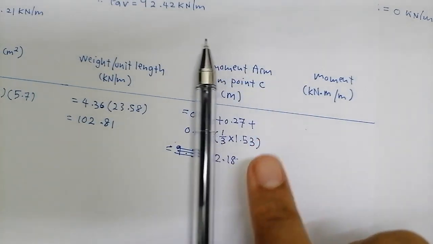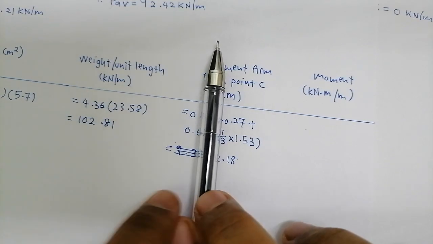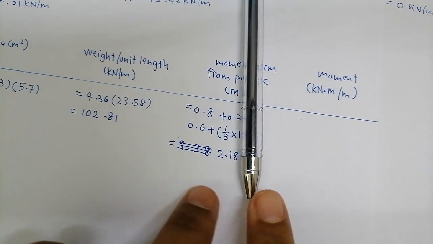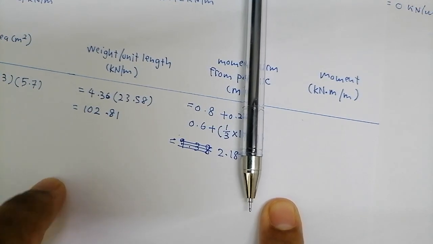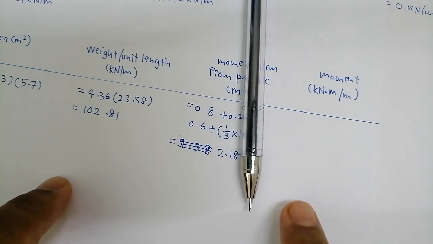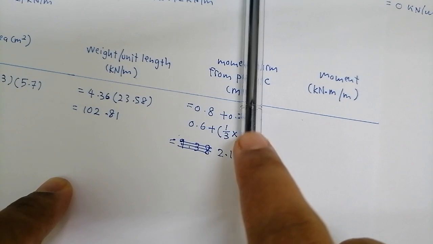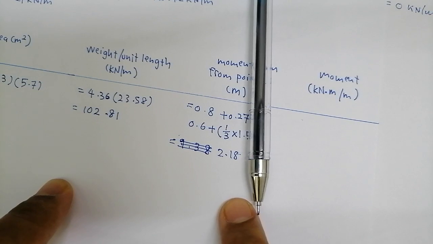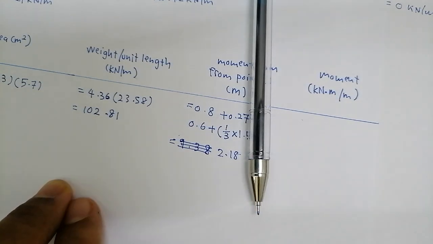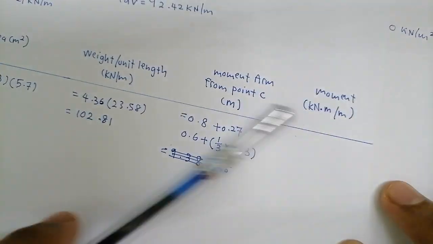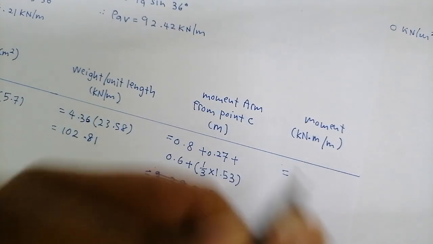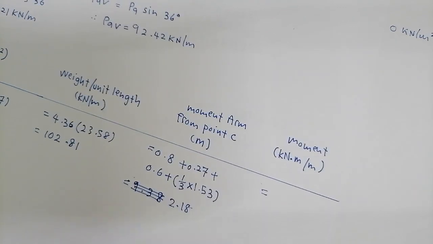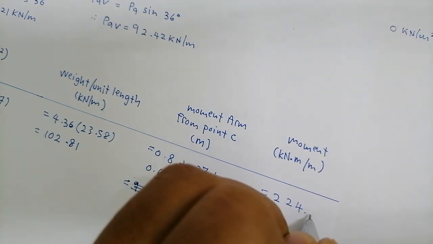You have a force, okay, and then you have the distance. So just multiply both. Okay, this is the force. Let's imagine the pen is the force, and you got a distance here from point C. So let's imagine here, this is point C, my finger here. So you want to get the moment caused by this weight. Okay, just multiply the weight and the distance. So 102.81 times 2.18. Okay, so therefore our moment is 224.13.